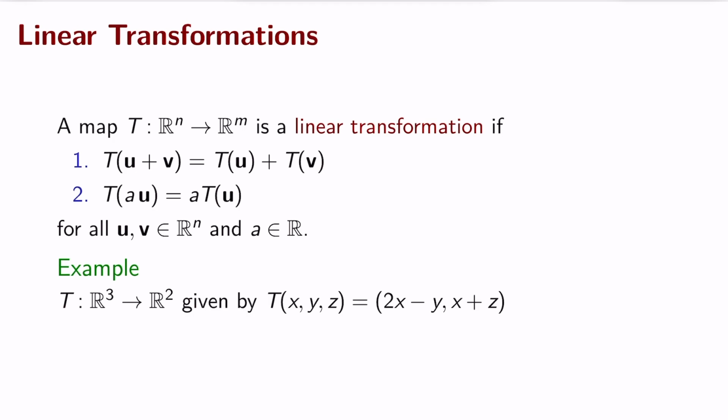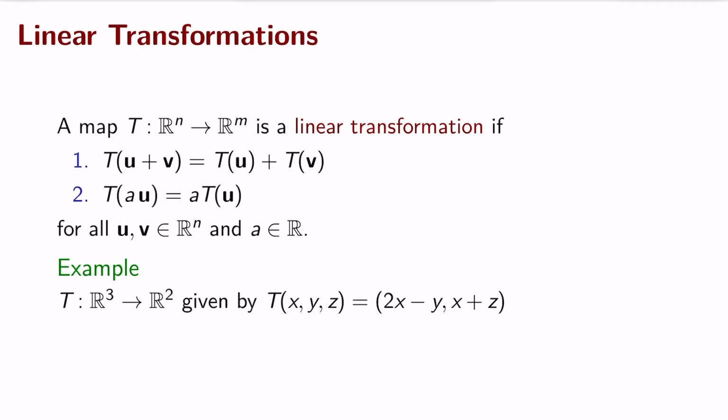For example, let's think of this particular function. This is a function that goes from R3 to R2, meaning that it takes a vector in R3 and transforms it into a vector in R2, in this case, this particular vector in R2. So let's investigate if this transformation is really a linear transformation. We have to check if every time that we do an addition, it really separates the addition, and every time that we multiply by a number, the number really goes out of the transformation.